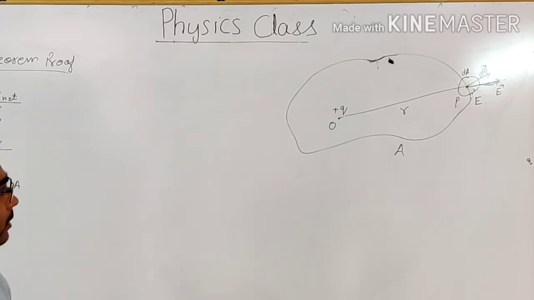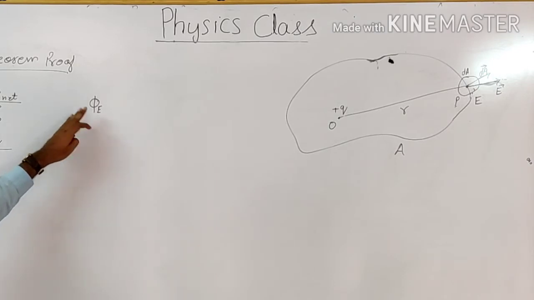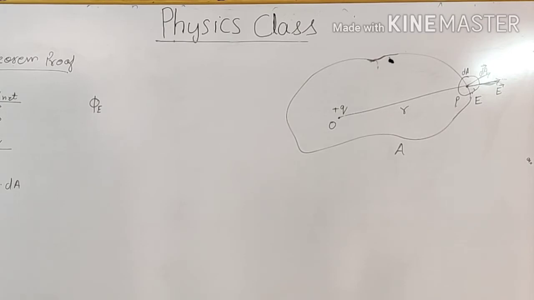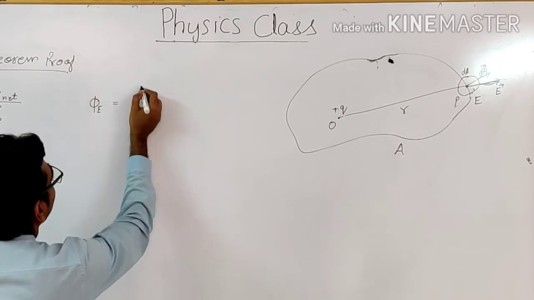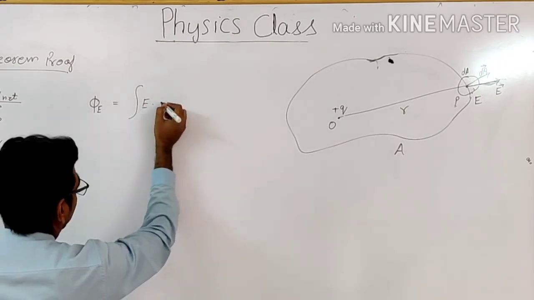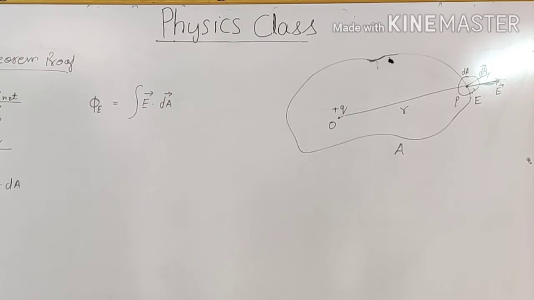Till here everything is okay. Now we are going to prove the Gauss theorem. So what will we calculate? We will calculate the flux phi E, and we'll prove that phi E for this is equal to Q upon epsilon naught. Let us calculate what phi E will be. Phi E will be E dot dA. This is the definition of the electric flux phi E.